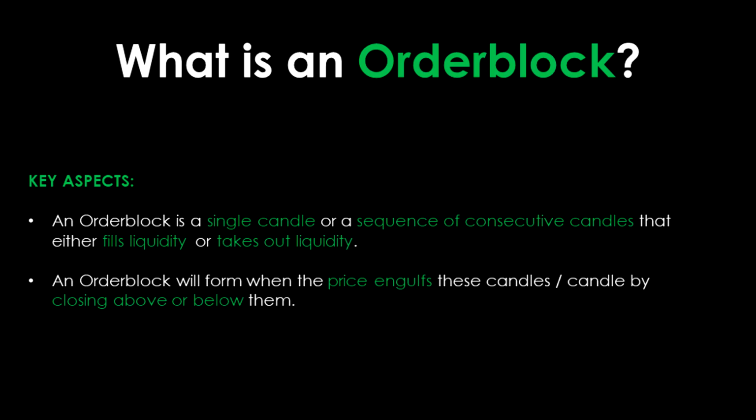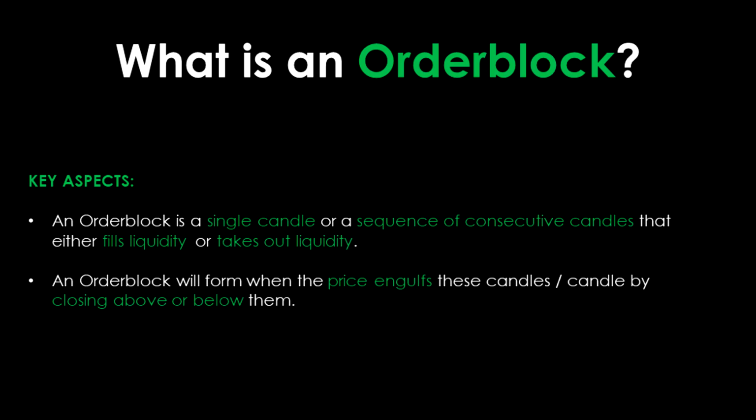So I've gathered all the data from ICT, Romeo, and Sham, and this is what I've come up with. So, an order block is a candle or sequence of consecutive candles, meaning that it can be a single candle or multiple, that purges liquidity in the form of a previous high or low, or it fills liquidity. So this is it in its basic form.